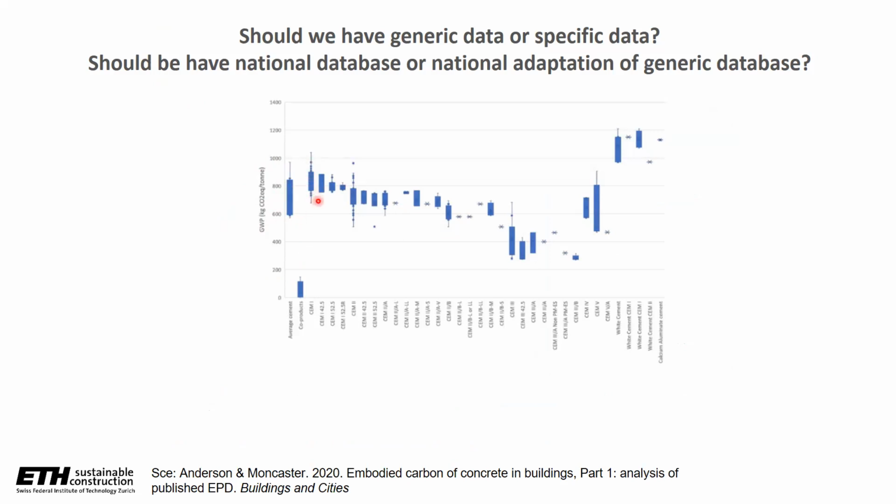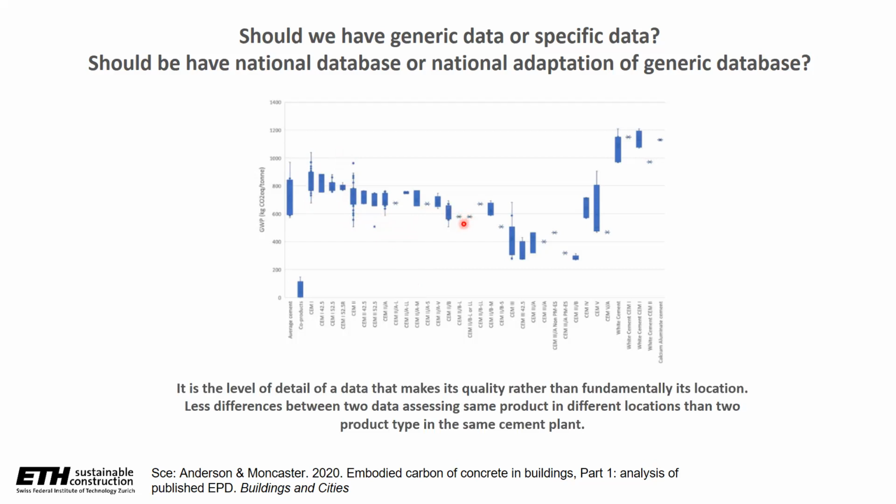And they show, okay, if you take an average cement, you have a wide variation. But if you start to have a certain high level of detail, if you take not the same one, but the same 142.5, 40, 52, then you have much lower variation. The same for CEM II. If you take all the CEM II, then you have a large variation. But then if you start to say it's a CEM II/A, CEM II/A-LL, CEM II/A-M, etc., you have much smaller variation. So it is the level of detail of the data that makes its quality rather than fundamentally its location. You have less differences between two data assessing the same product in different locations than two product types in the same cement plant.